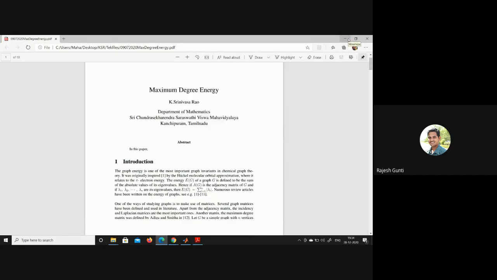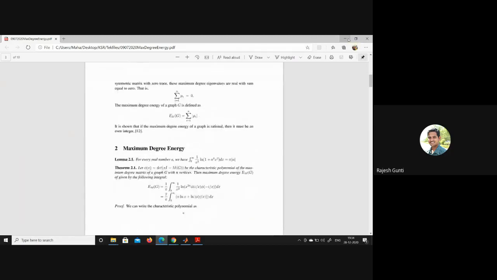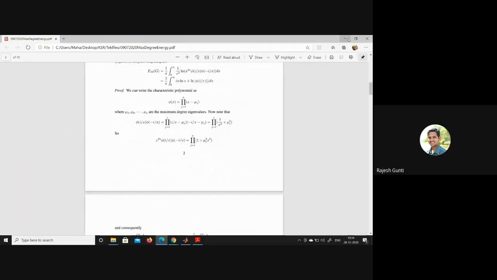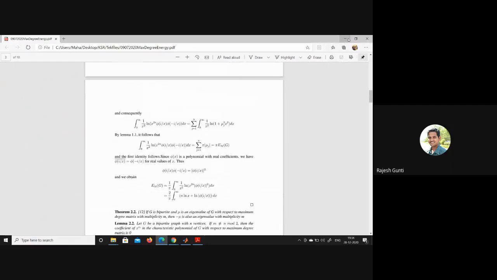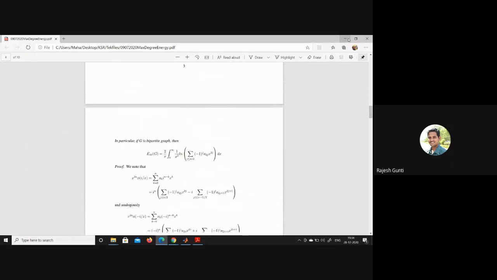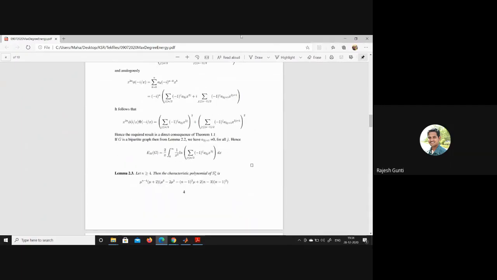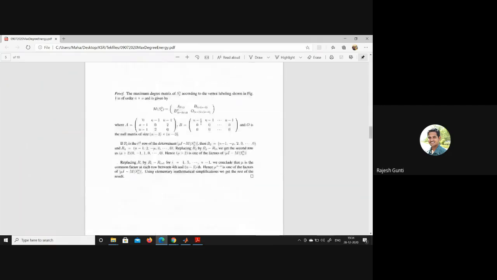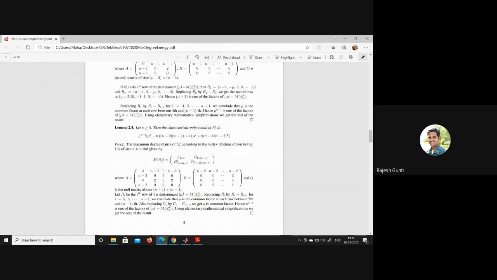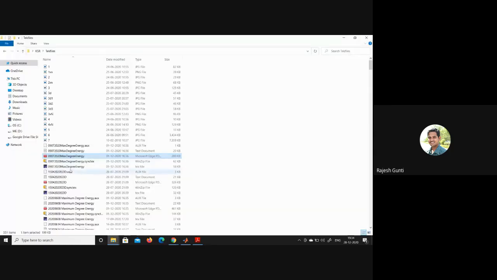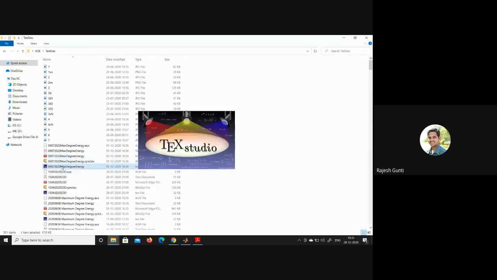this paper is written in LaTeX. It is very difficult to insert this type of symbols in ordinary typing. A LaTeX document will be like this. Everything you have to write with a command, which is difficult, but it is very useful.